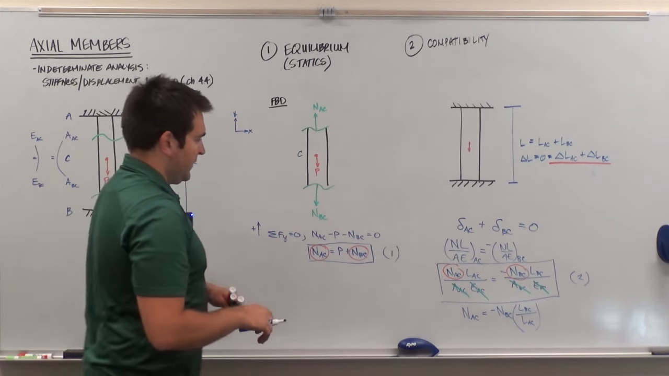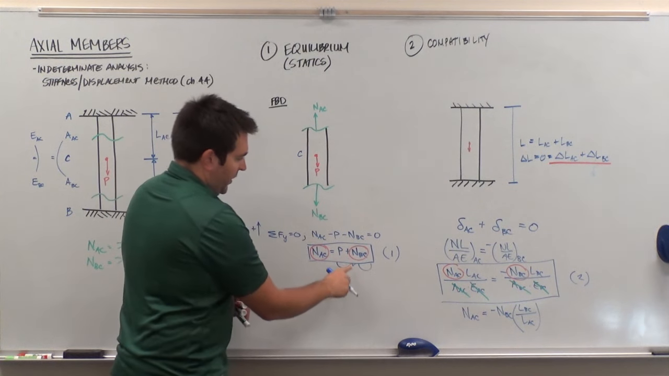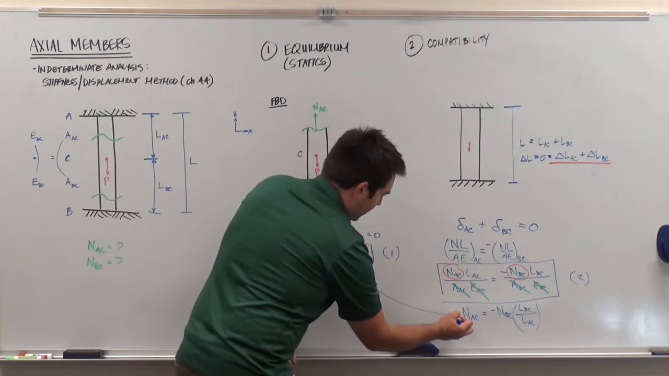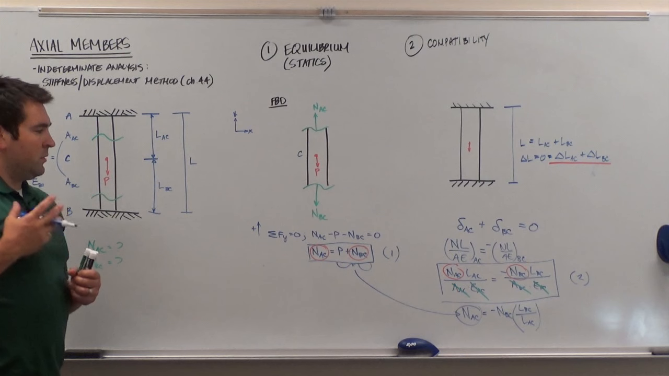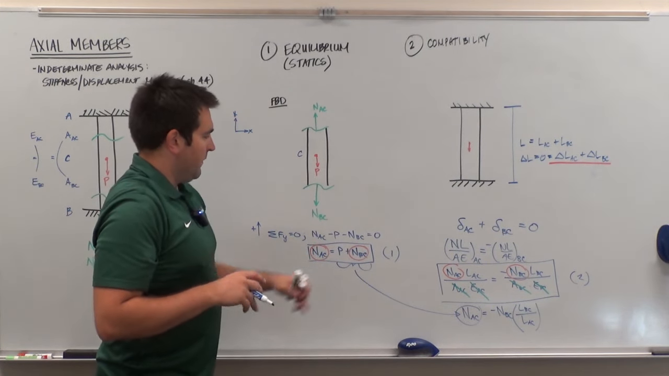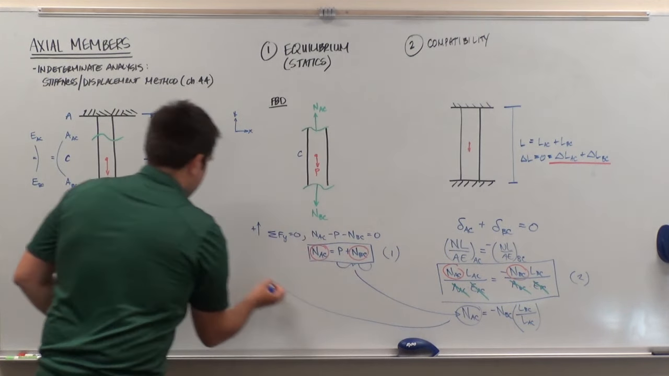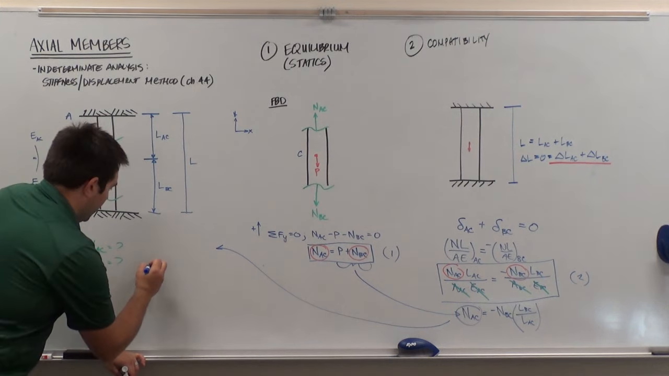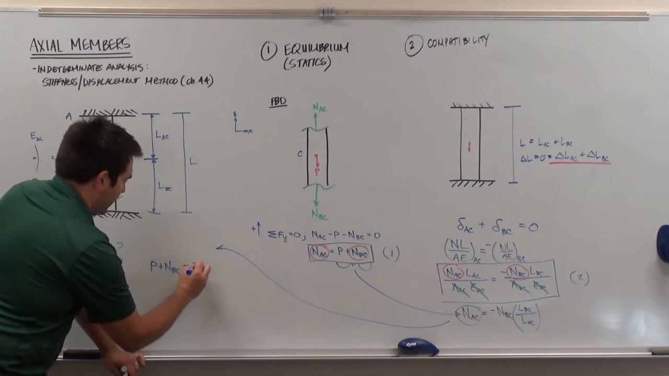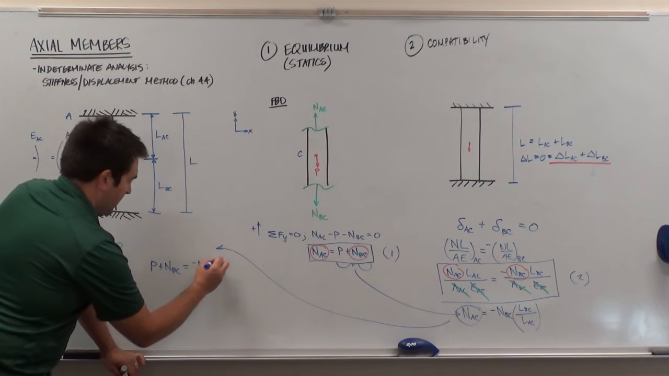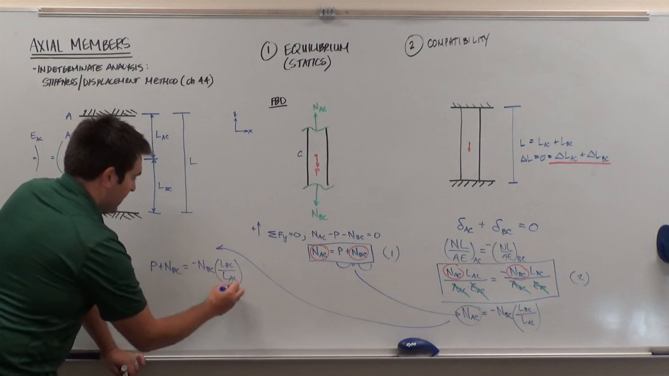And so if that's the case, I can plug in this value right here, P plus NBC, into the left side of this equation, and all that I will have left is NBC as the only unknown value. And so if I do that, make some space over here, I get P plus NBC equals minus NBC times LBC divided by LAC.